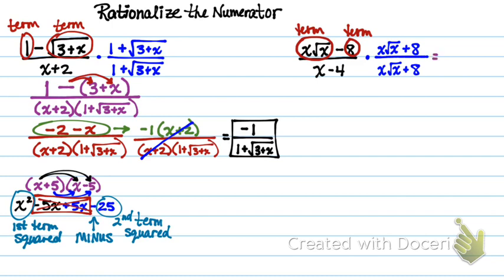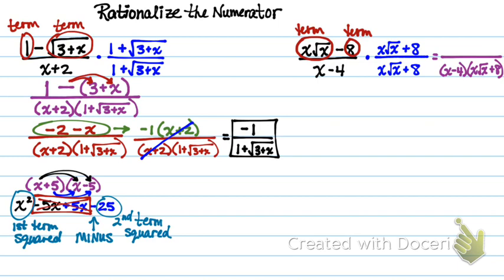So again, my denominator, I'm going to leave this in an undistributed form. I'm going to leave it in factored form. I said that totally backwards. So my denominator is x minus 4 and x square root of x plus 8. Up in my numerator, I'm going to square the first term. I'm going to square the second term, and it's going to be subtraction in between.